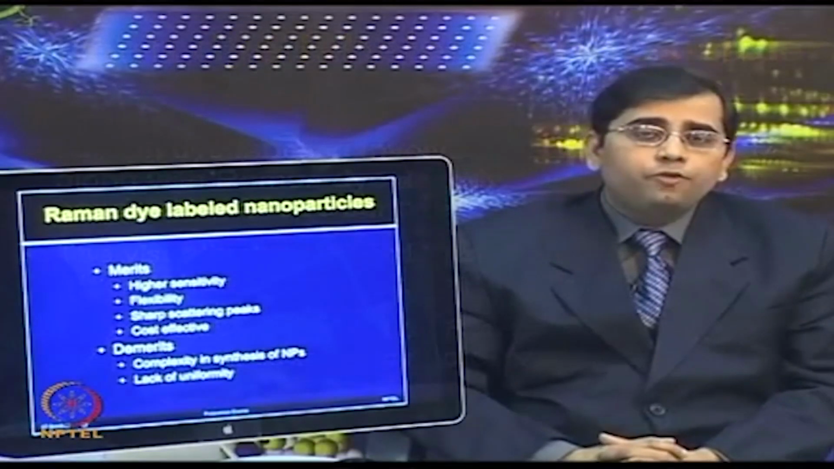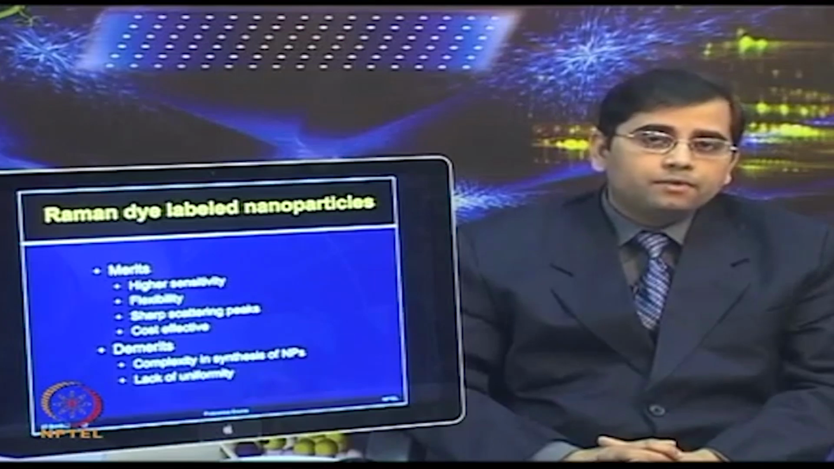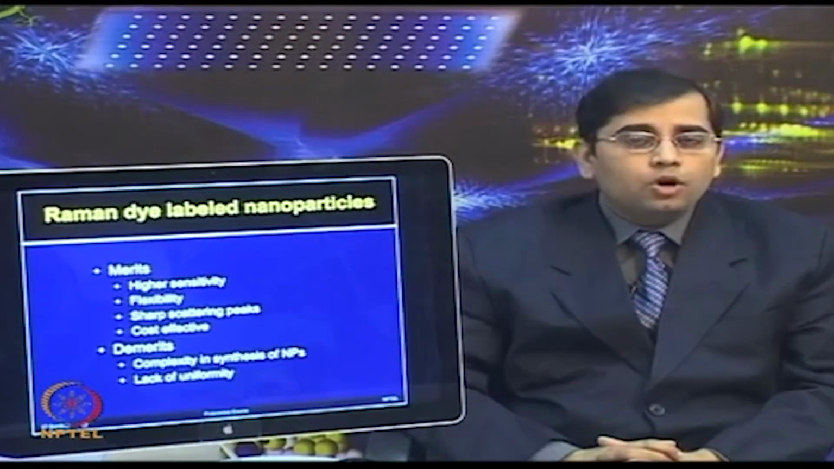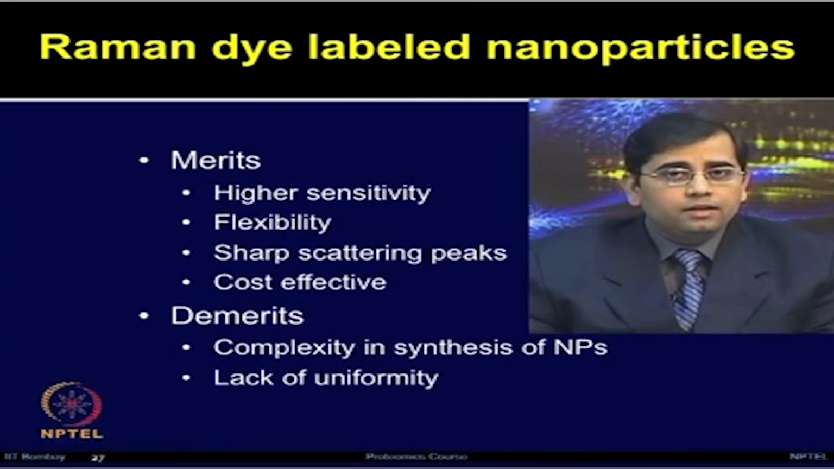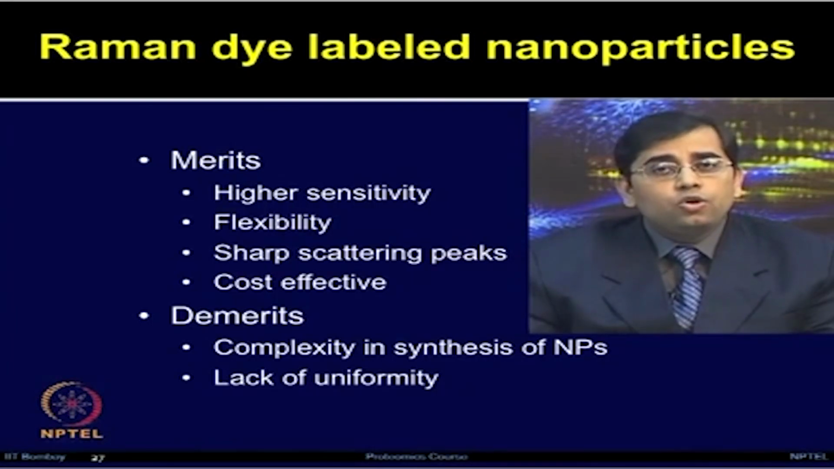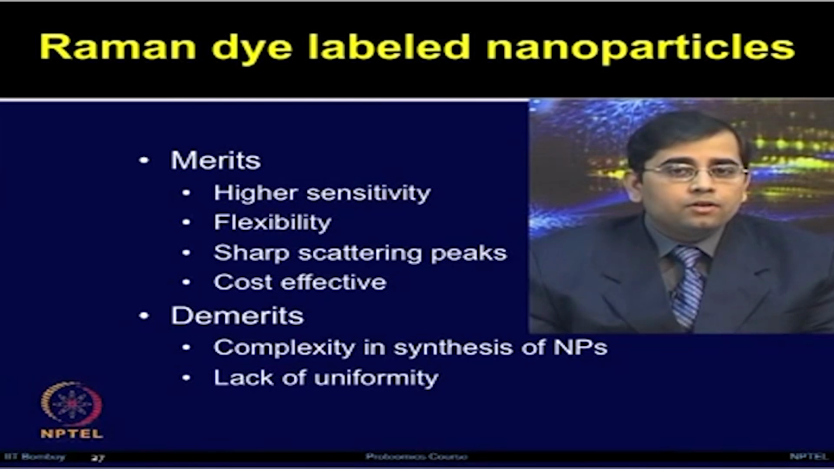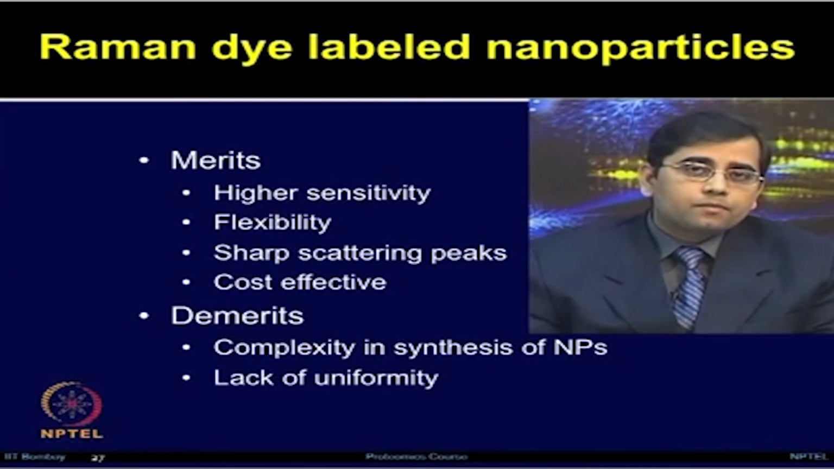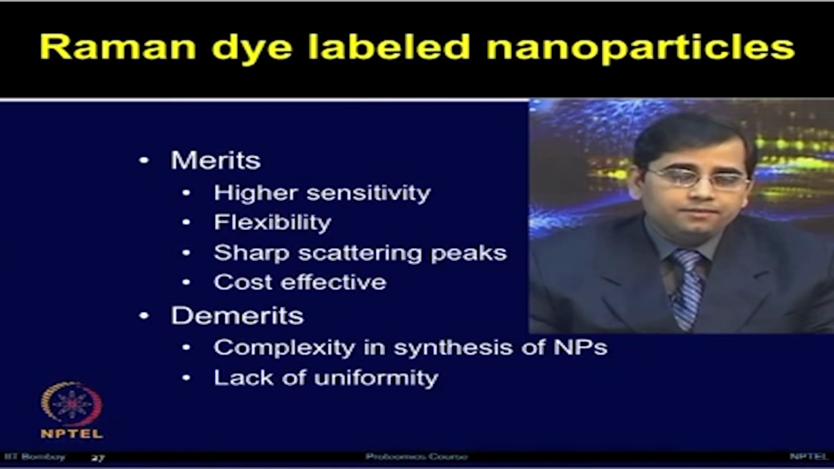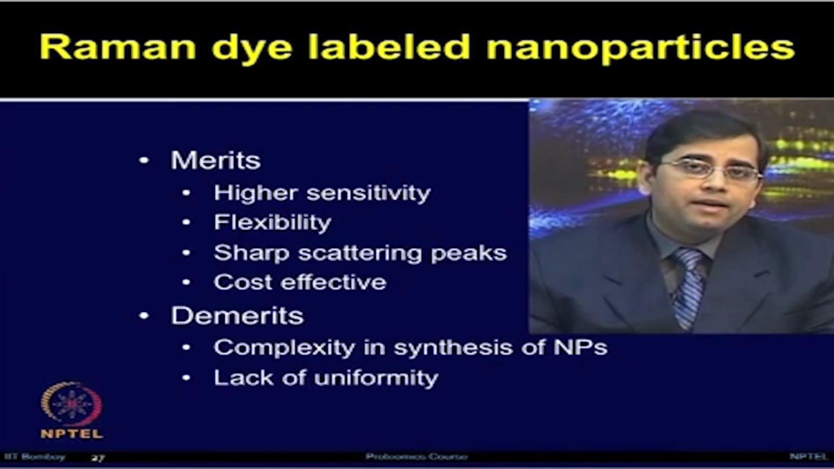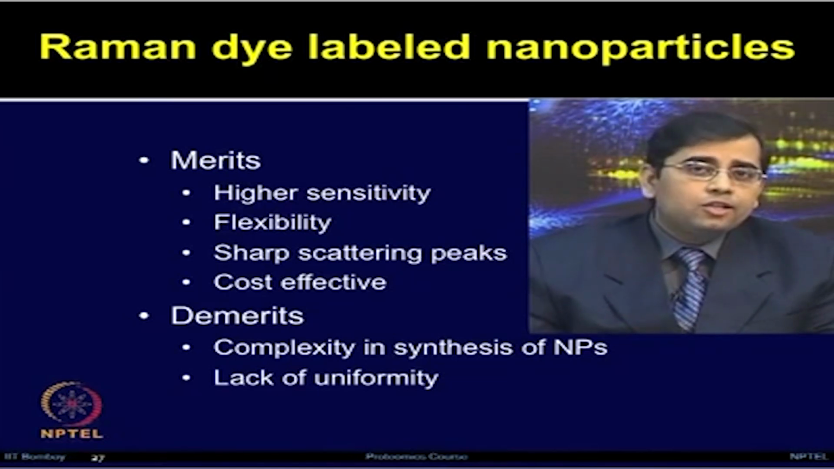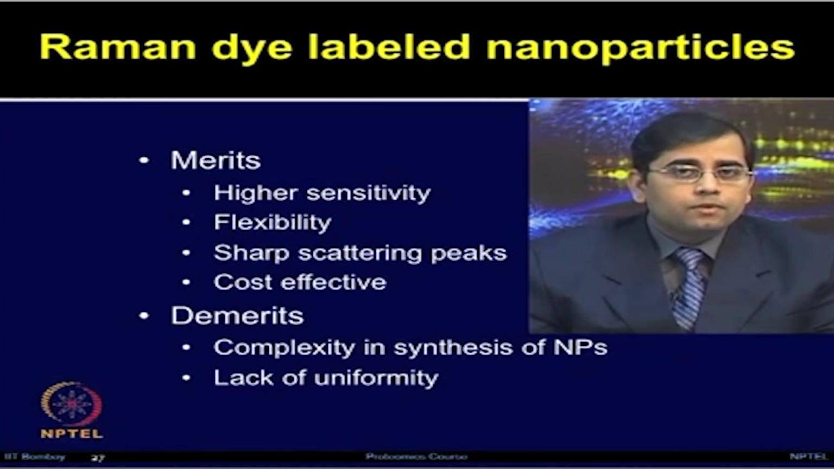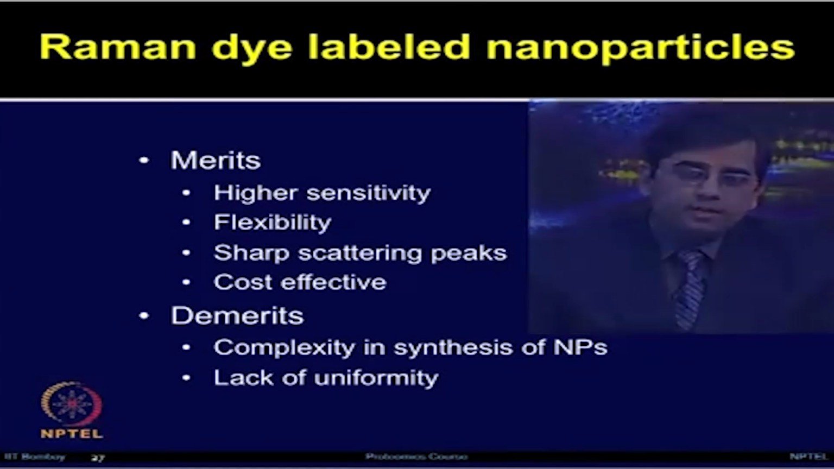As compared to the fluorescence based detection methods, the Raman dye labeled gold nanoprobes offer several advantages, which include high sensitivity, the flexibility due to the non-overlapping probes, very sharp scattering peaks, as well as the cost effectiveness of the assay. However, there are certain demerits of using Raman dye labeled nanoparticles, which include the complexity in synthesis of these nanoparticles, as well as the lack of uniformity.